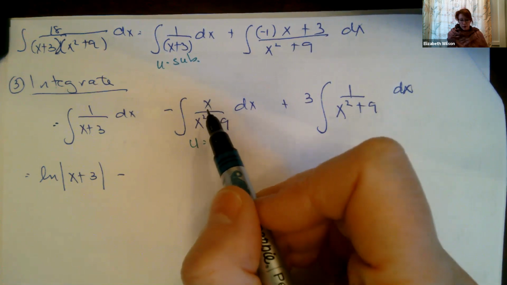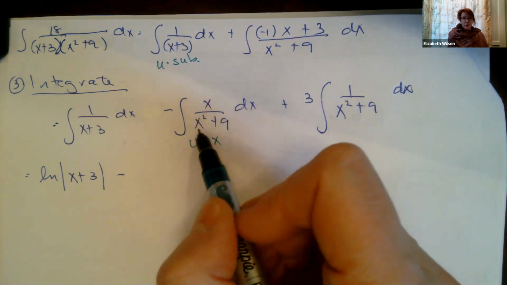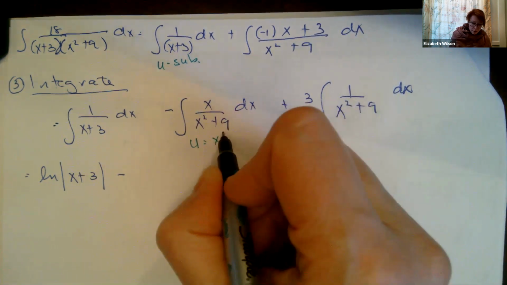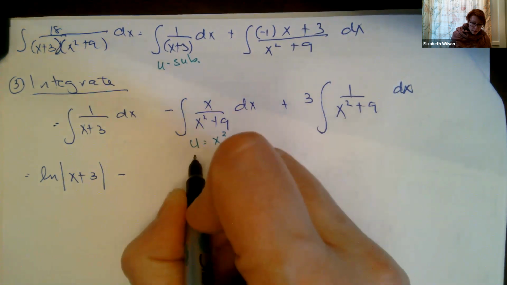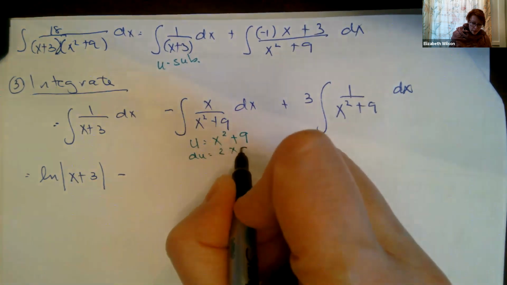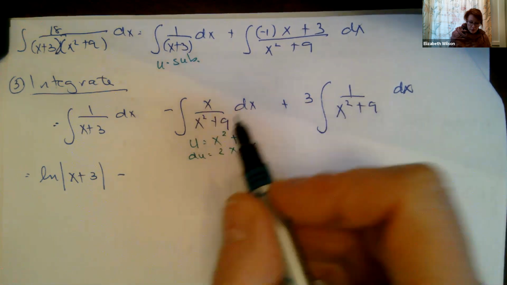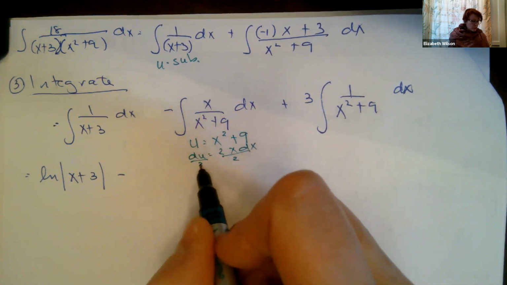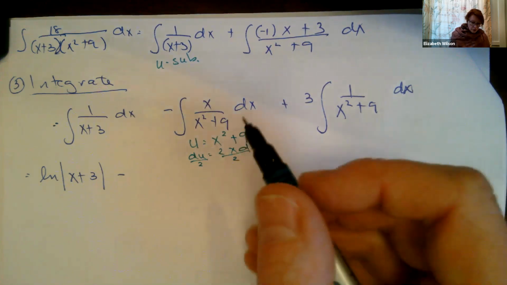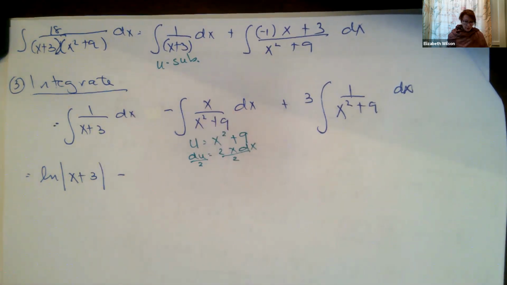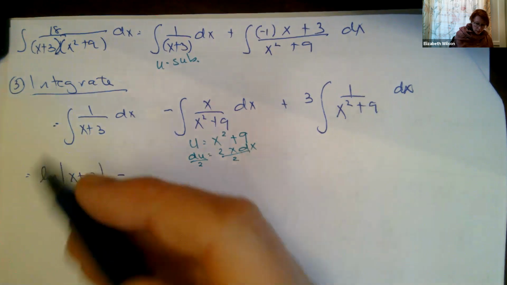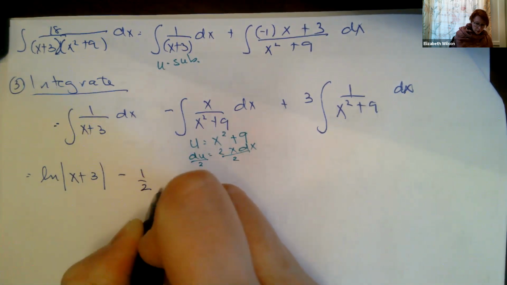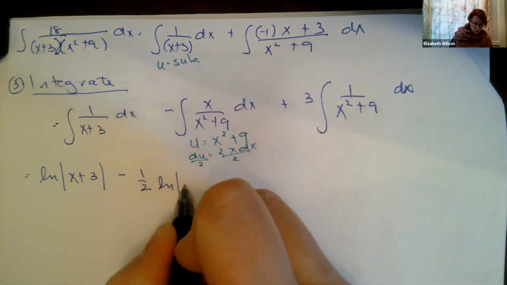Right, it's 2x, but I've got an x, which is the derivative of x squared. So if I think u equals x squared plus 9, du is equal to 2x dx. Well, I only have a 1x dx, so I'll divide by 2. So I've got u equals this, and du over 2 equals dx. So basically, I'm going to integrate this with substitution, and I'm going to get 1/2 natural log of the absolute value of x squared plus 9.